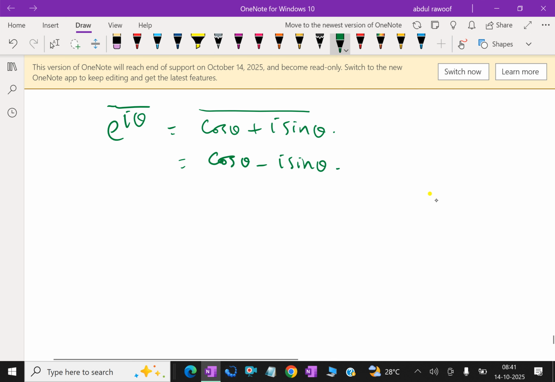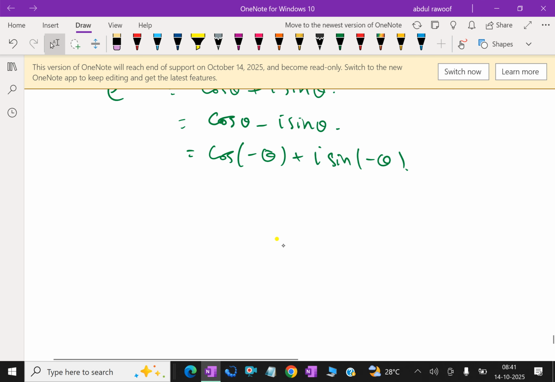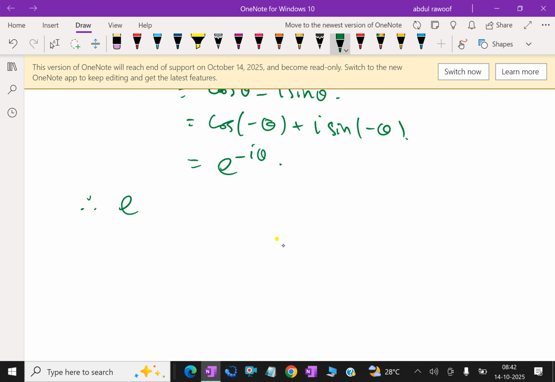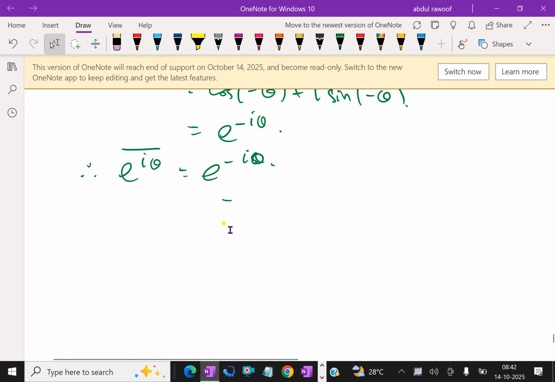Cos theta minus i sin theta can be written as cos of minus theta plus i sin of minus theta, because sin of minus theta is minus sin theta. So this minus minus becomes plus. Cos of minus theta is equal to cos theta, which is equal e power minus i theta. Therefore we can write the result: e power i theta conjugate is equal e power minus i theta. From this result you can find the conjugate of the complex number.